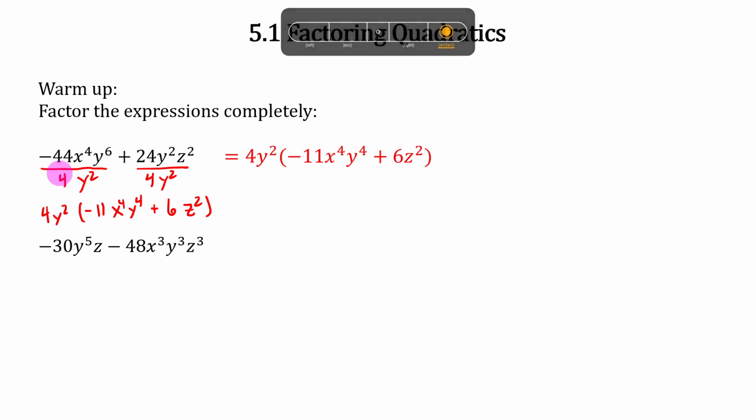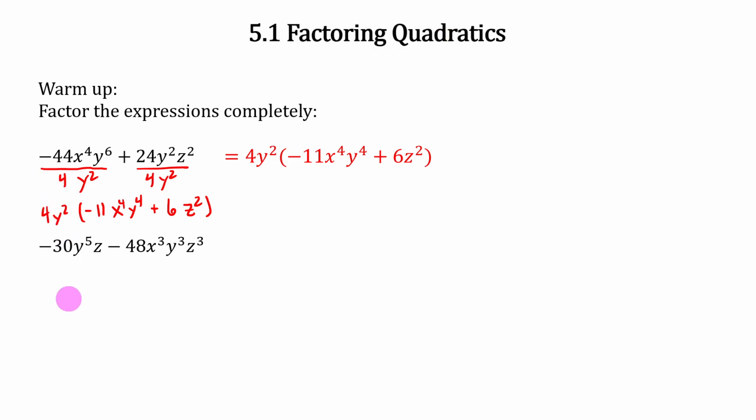Now, for the record, if you wanted to take out negative 4y squared, well then this would be negative out here, and a negative divided with negative would be a positive, and a positive divided by a negative would be a negative. This would also be an acceptable answer if you wanted to factor out the negative.